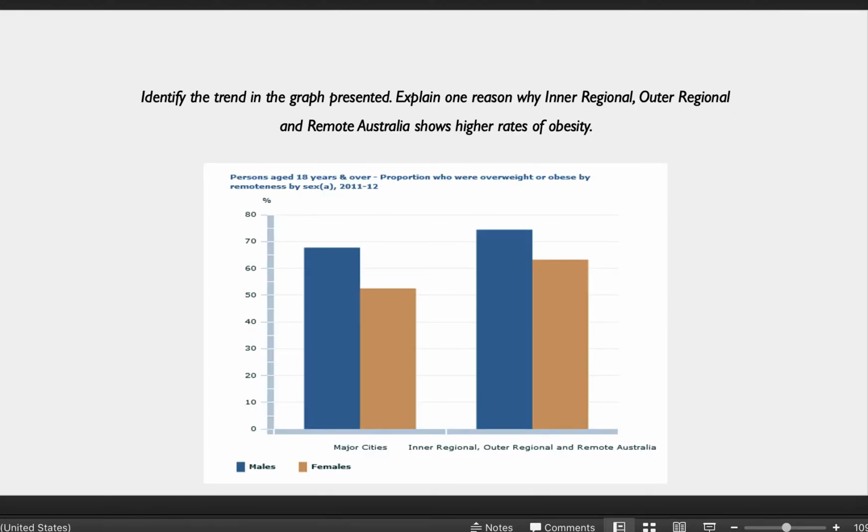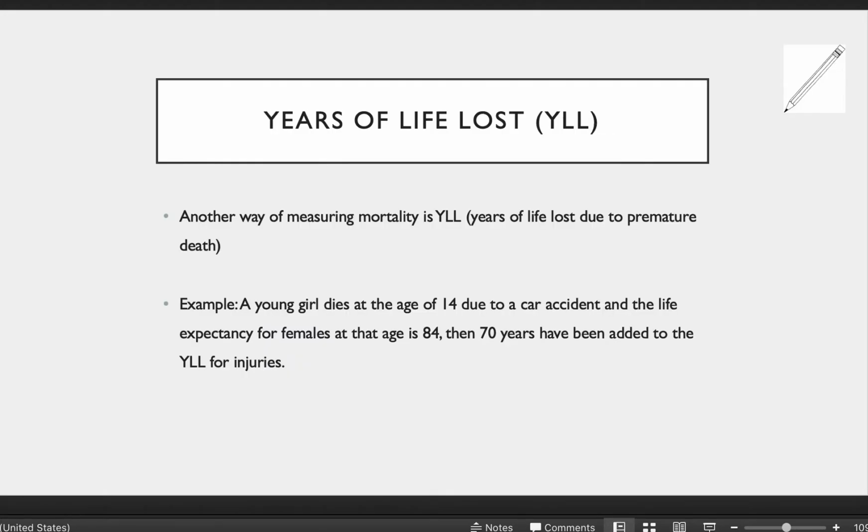Then I asked you to look at these graphs and find two trends. The trend that males were more overweight or obese than females, and also the fact that in inner regional, outer regional, and remote Australia, both males and females were more overweight or obese compared to the major inner cities.